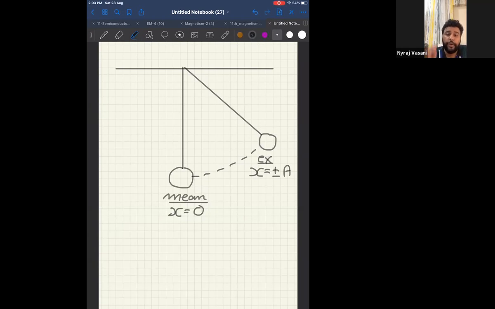Therefore, you learned 2 new formulae directly. What are the 2 formulae that you have learned? Listen to me carefully. Keep your camera on. At mean position, displacement of a body is always 0, which is minimum. And at extreme position, displacement is maximum. And what is the value? Plus or minus A.